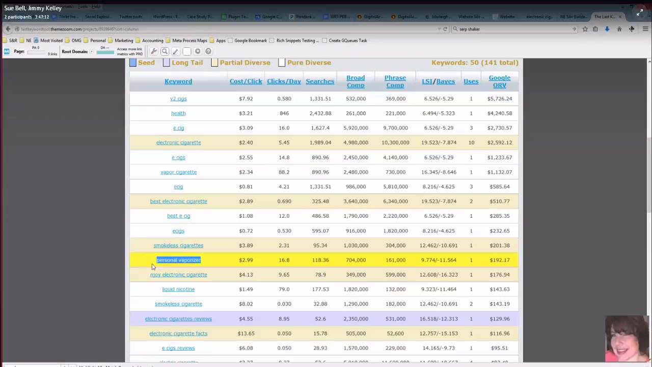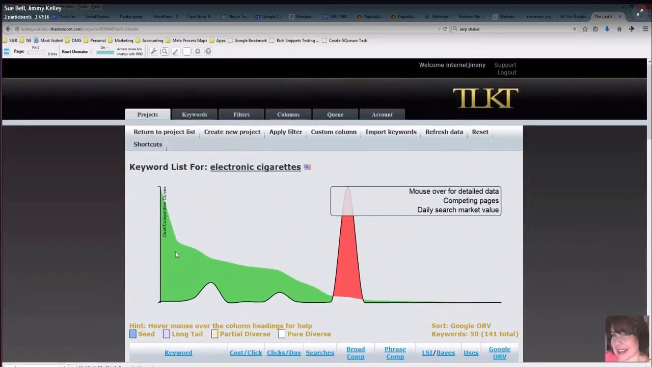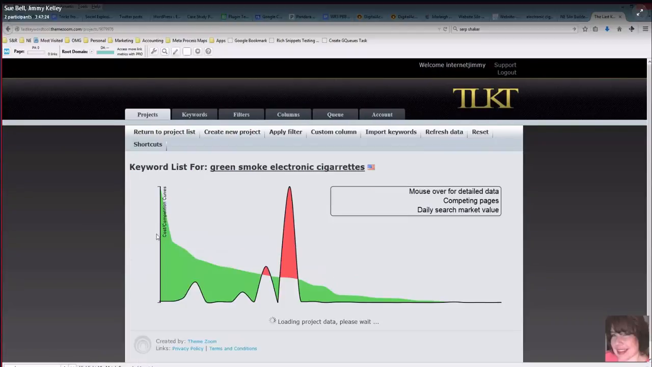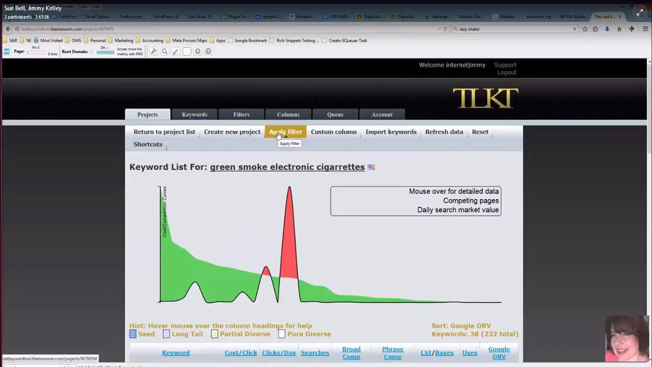So then what I look at when I'm looking for supporting keyword terms, I'm still wanting to follow the money. So let me just come back to the queue for a second. Let's go over here and look at green smoke, cigarettes, and let's apply. Oh, you know what? We had supporting keywords. Shoot, I had the wrong filter over there. Let me just go try another filter and see if that actually changes things significantly.